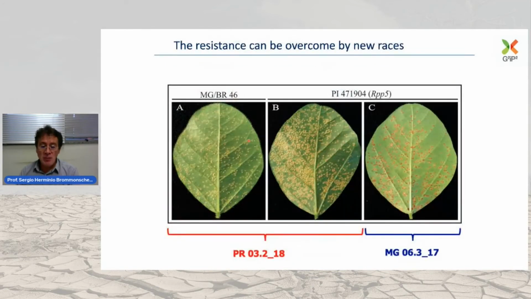Okay, but the problem with this resistance based on native traits is that it can be overcome by new races of Phakopsora. Just to give an idea, this variety from Embrapa has the RPP5 gene, and this isolate here can overcome the RPP5 gene. We can find in the field, even in places where this variety was not used, isolates of this pathogen that are able to overcome the resistance.